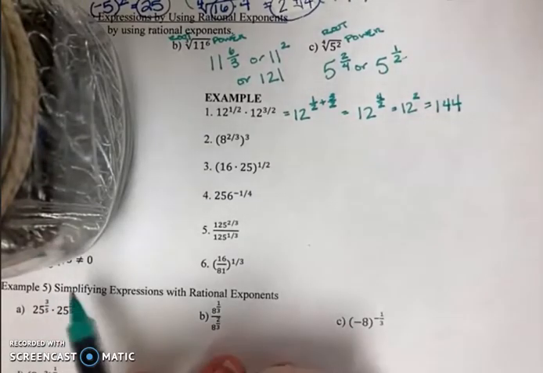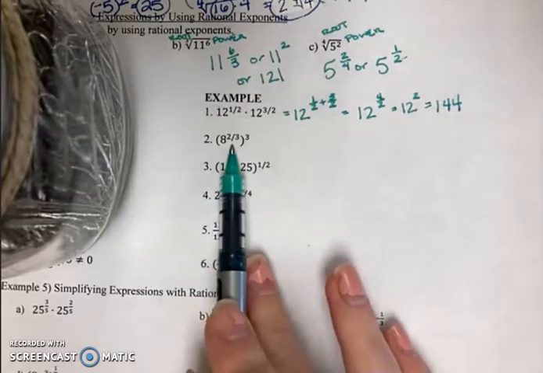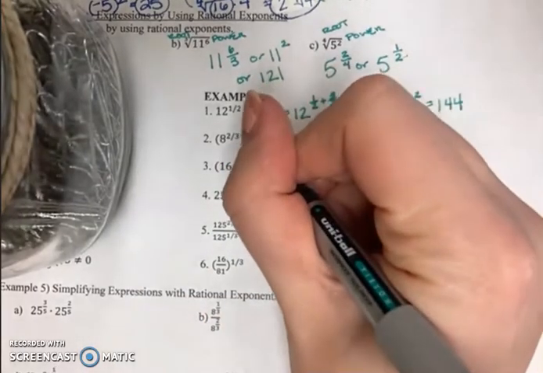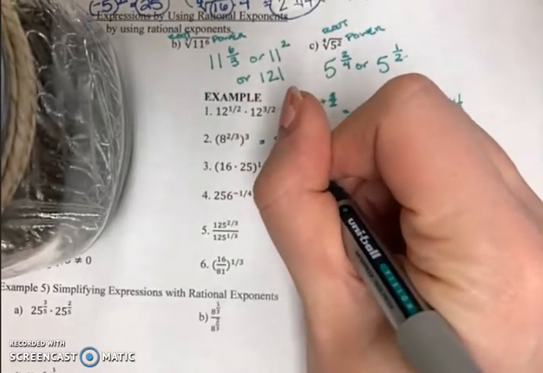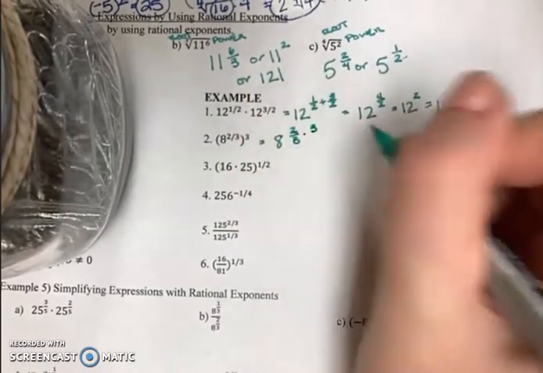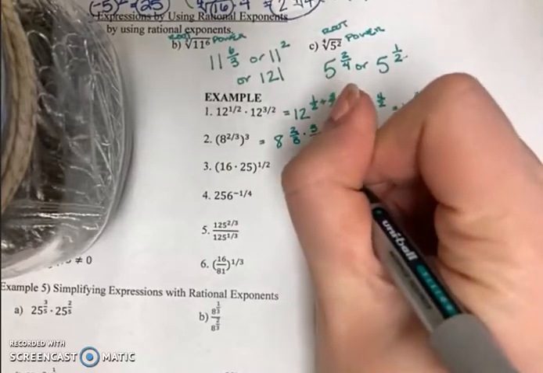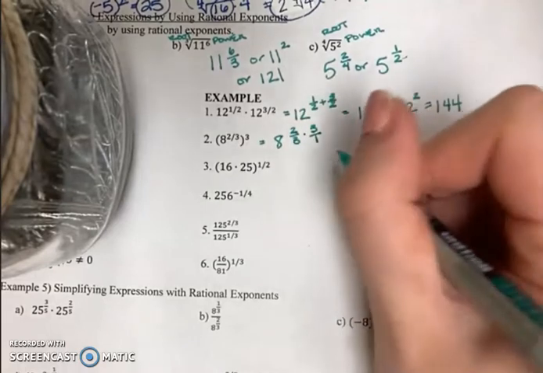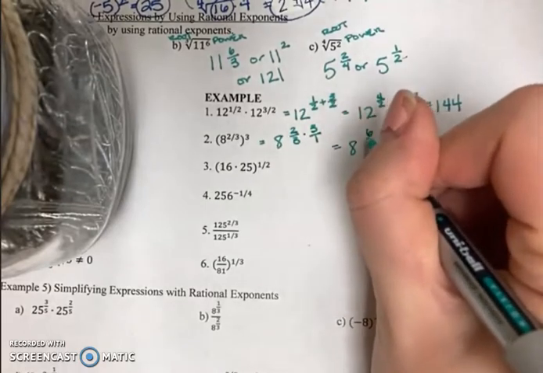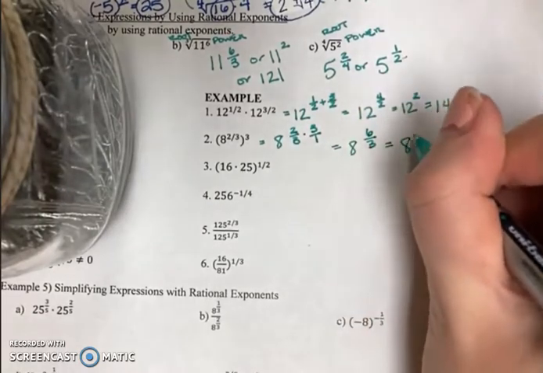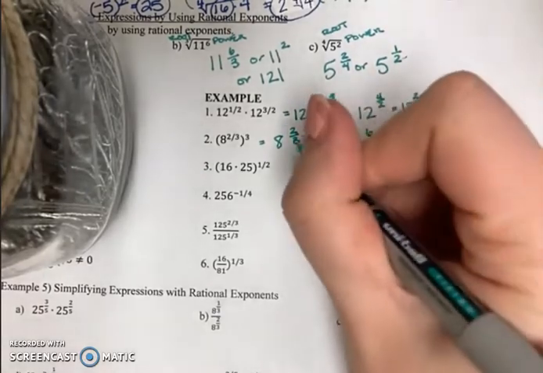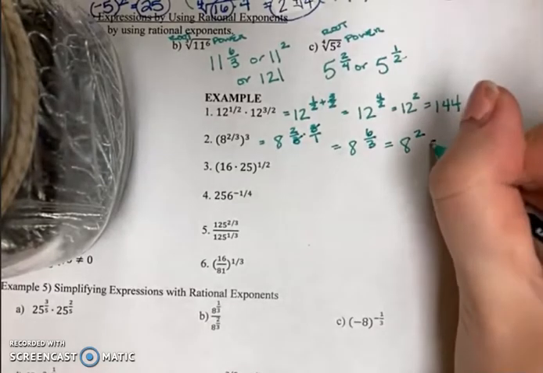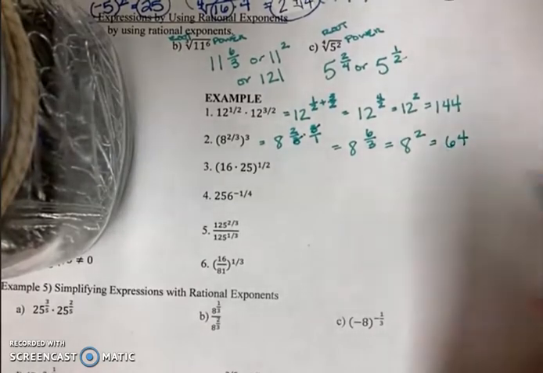Next, you can see the properties on yours. We have a power to a power. When we have a power to a power, we multiply. So this is really 8 to the 2/3 times 3. Now remember, this is technically 3 over 1, and we go across the top, across the bottom. So 6 over 3, or 8 squared. Notice how you could have also just canceled out the 3's to get 2 over 1, or 2. And 8 squared is 64.